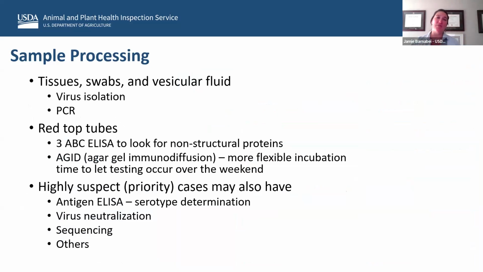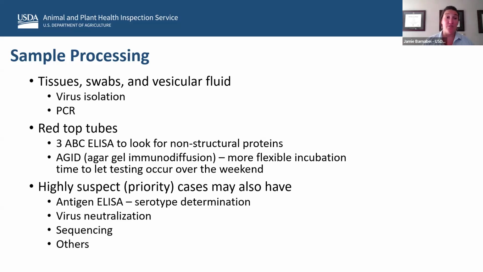But tissues, swabs, and vesicular fluid, when you send us any of those samples, those are going straight to PCR, and they're also going forward for virus isolation. So we're looking to understand, is the virus present and is it viable? Those red top tubes, that's where we're going to run our ELISA. So that 3ABC ELISA, we're looking for those non-structural proteins that will tell us, were they exposed, and it was a true infection because we're not vaccinating in the United States.